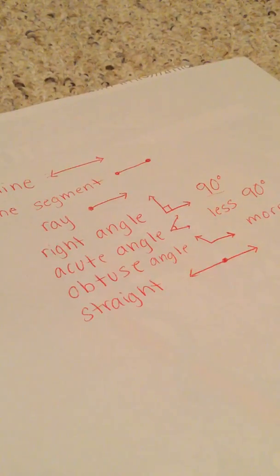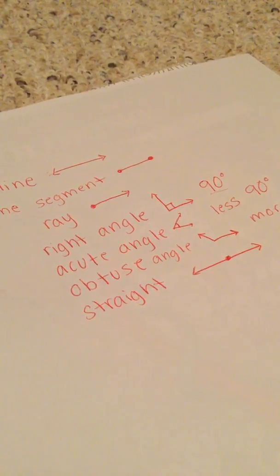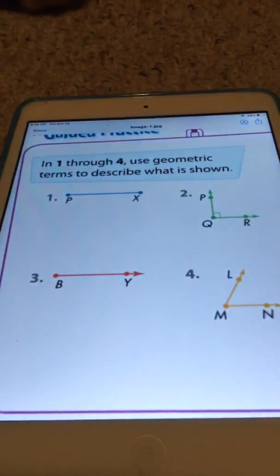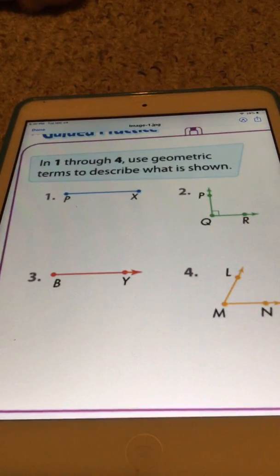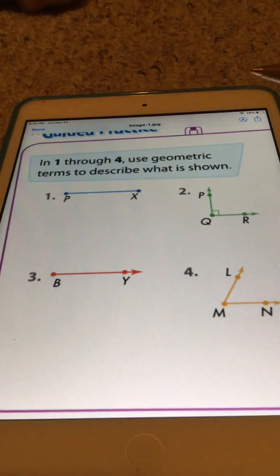Okay. Number two, it's an angle, and it's got that little square there. Look back at your notes. Which one has that little square there? Right angle. Here's my favorite one. It's the dot, the point, and it's going on forever in one direction. That means it's ray.